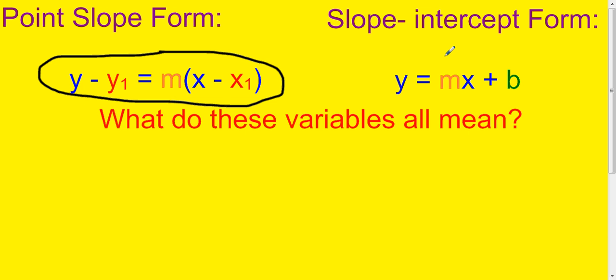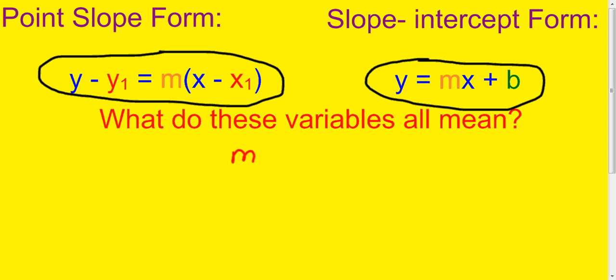Then there's slope-intercept form, which is probably the one you're most familiar with, and that would be in y equals mx plus b form. In order to use that one, you need to know the m, which is the slope, and the b, which is the y-intercept. So in both of these equations, we're going to look at what this means.